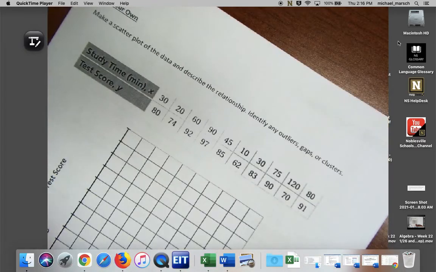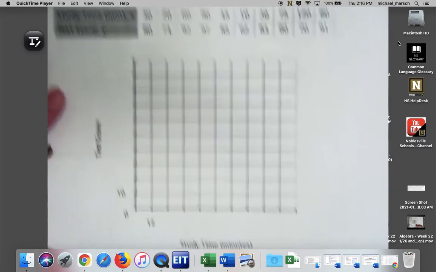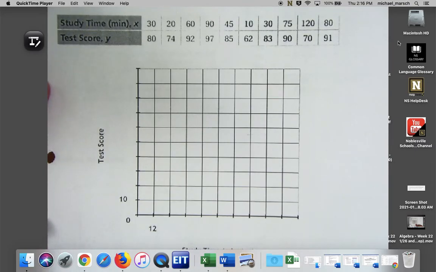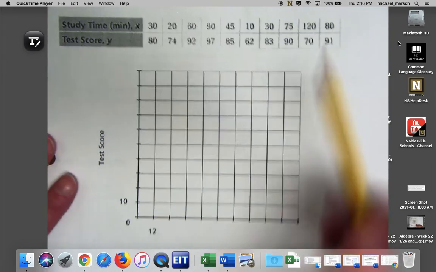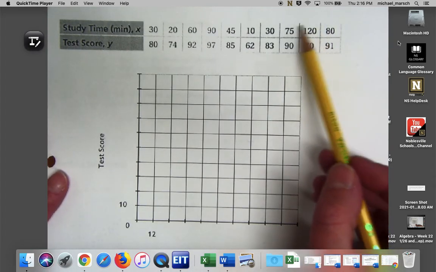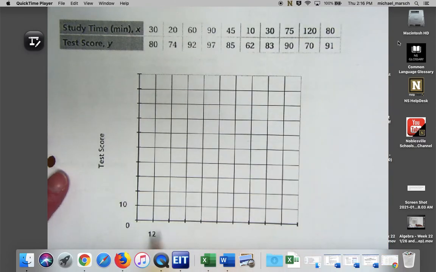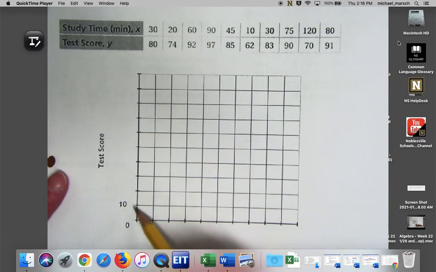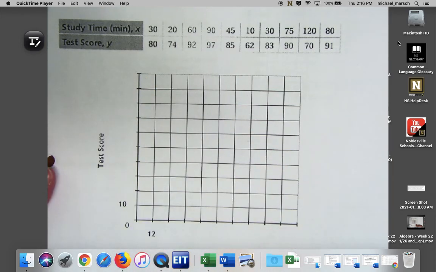So this last page, you guys are going to create your own scatter plot. Remember, we are comparing study time to test scores. Because my X value, the highest one, is 120, I had to go by 12 so I could get 120 minutes here. And I'm not going to go higher than 100 on the test scores, so that's why these are 10s. So go ahead and fill in your increments here.